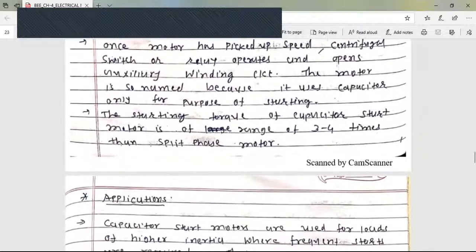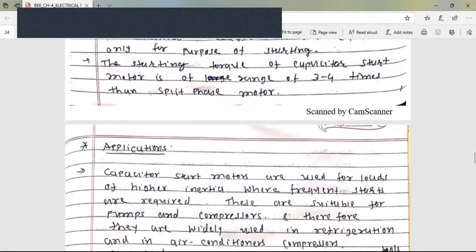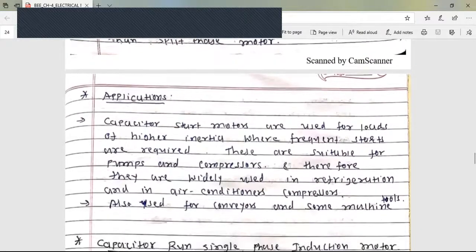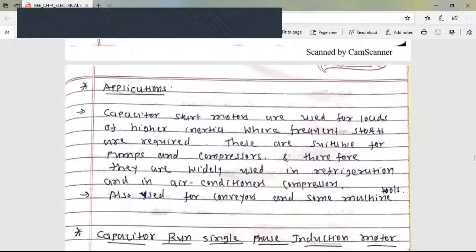These are applications. Capacitor start motors are used for loads of higher inertia where frequent starts are required. So these are suitable for pumps and compressors, and therefore they are widely used in refrigeration and air conditioner compressors. Also used for conveyors and some machine tools. So these are applications of the capacitor start induction motor.